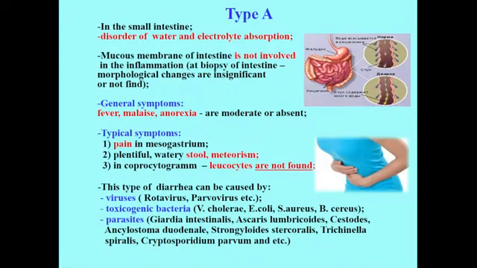Type A, usually in the small intestine, is a disorder of water and electrolyte absorption. The mucous membrane of the intestine is not involved in the inflammation. At biopsy of the intestine, morphological changes are insignificant or not found. General symptoms: fever, malaise, anorexia are moderate or absent. Typical symptoms: pain in the mesogastrium, plentiful watery stool, meteorism. In coprocytogram, leukocytes are not found because there is no inflammation.